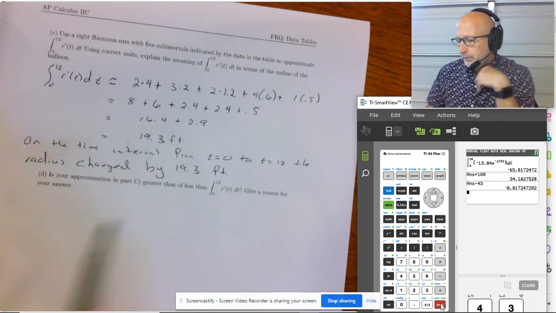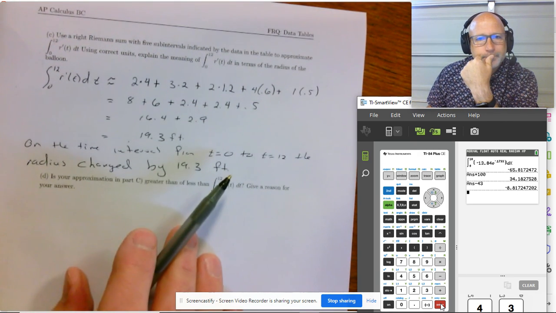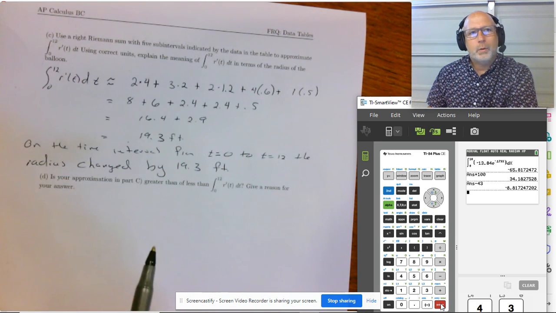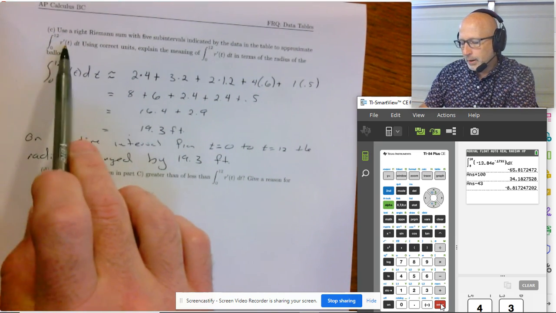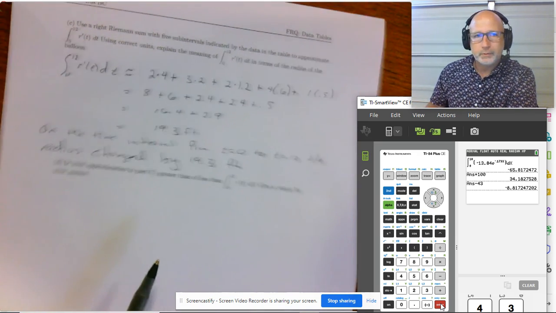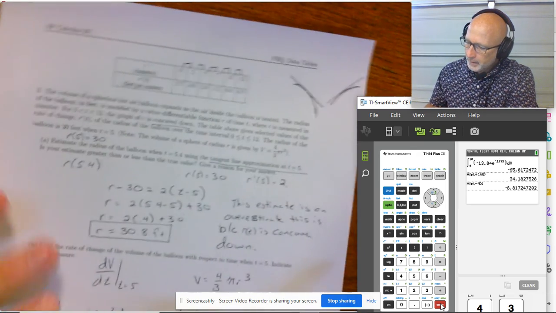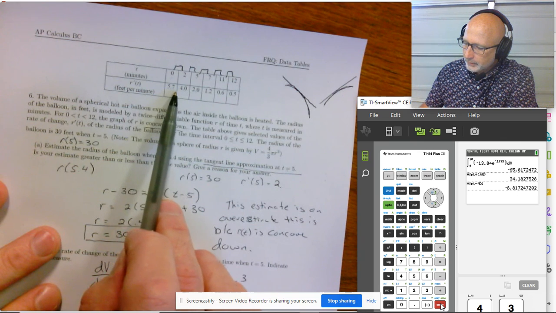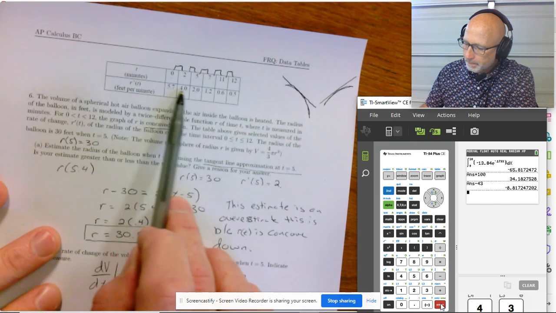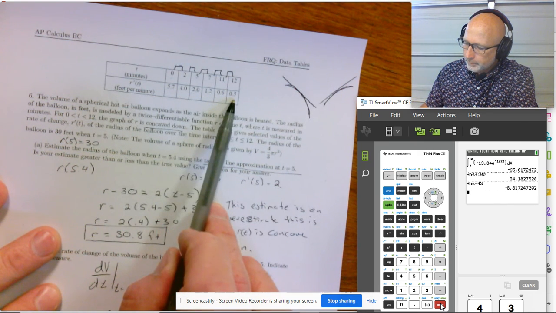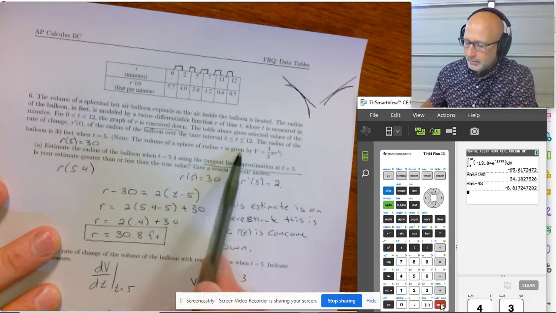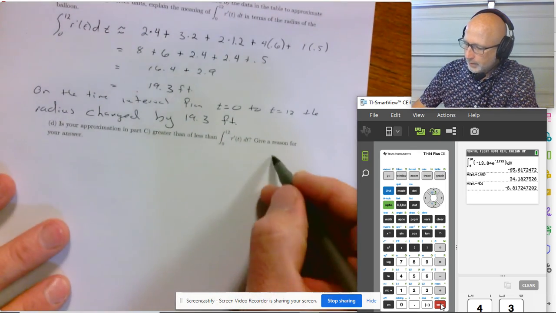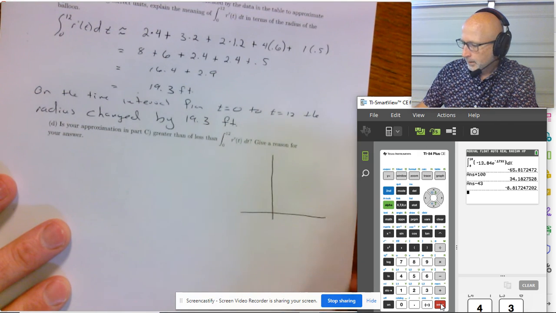Okay, D. Is your approximation of part C greater than or less than the actual value? Give a reason for your answer. So what we did is we're estimating what r prime of t was. Okay, let's go back and look at the values. So r prime of t is progressively getting smaller. Okay, so it's going down. So the graph as we go from left to right will be going down.